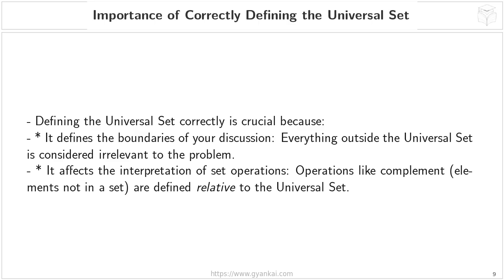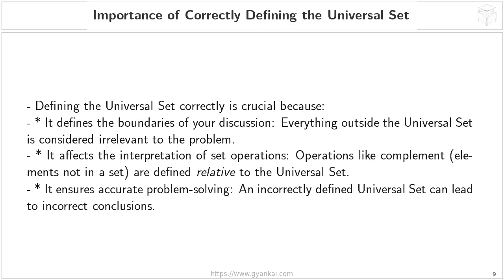Finally, and perhaps most importantly, the slide emphasizes that correctly defining the universal set ensures accurate problem solving. Simply put, an incorrectly defined universal set can lead to incorrect conclusions. It's like building a house on a shaky foundation. If the base is wrong, everything else will be off.